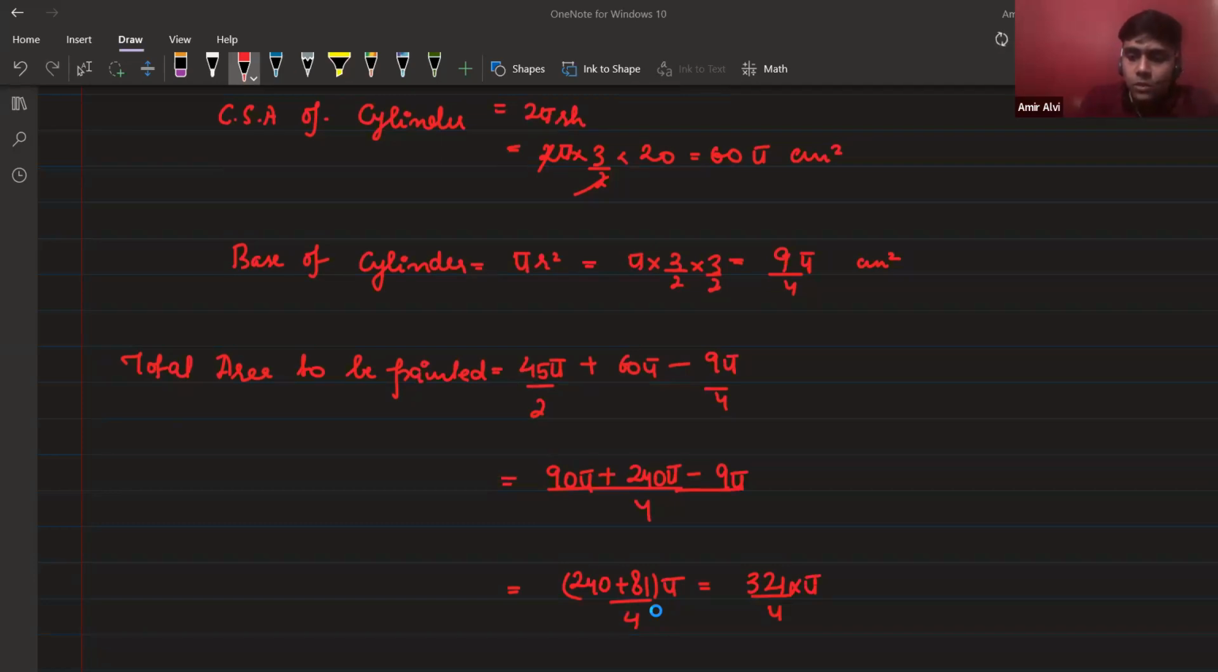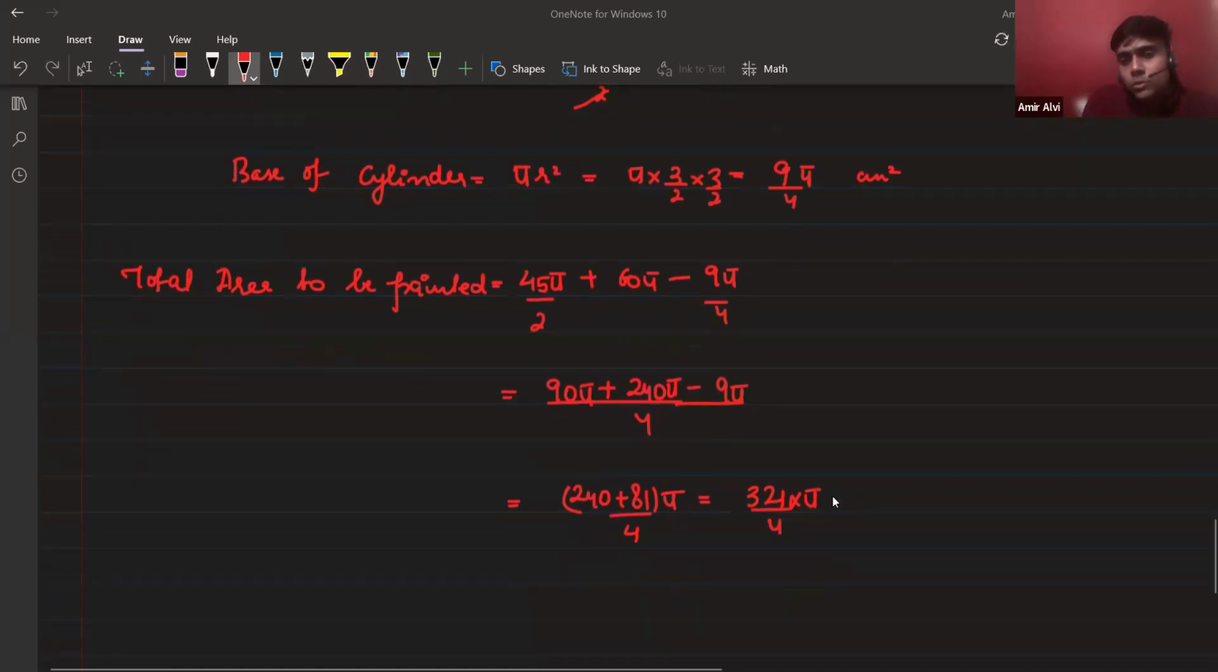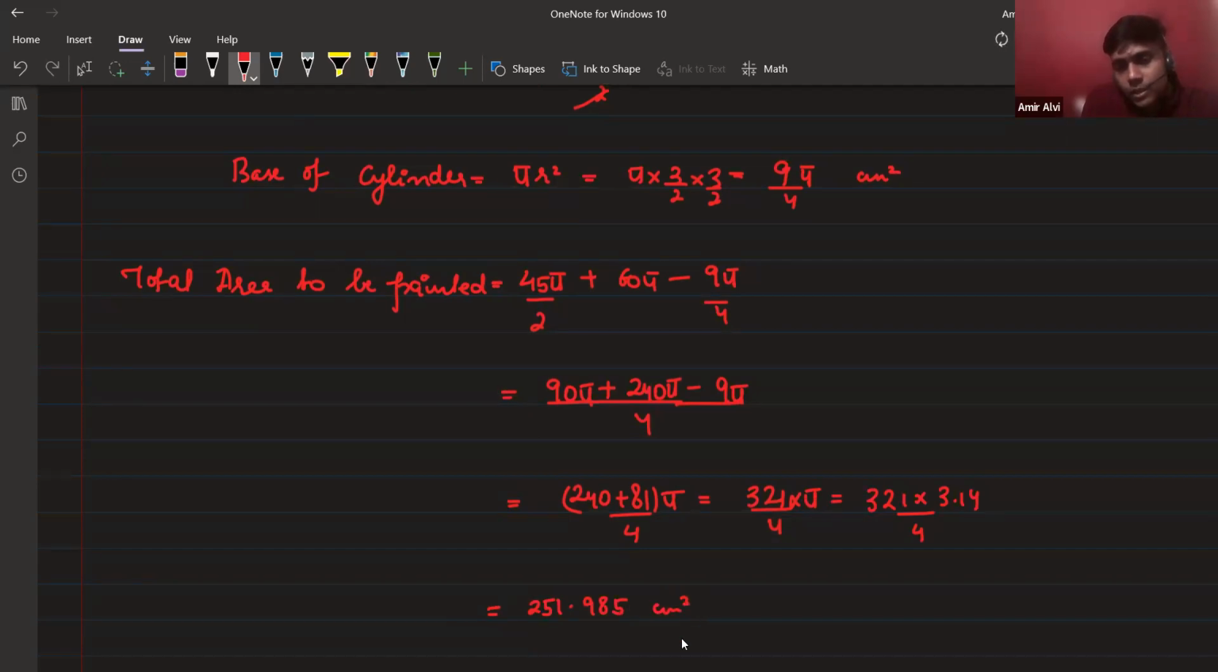Pi is 3.14. So just put the value here: 321 into 3.14 divided by 4. It is equal to 253.985 centimeter square. Clear, everybody? Please let me know. Yes.